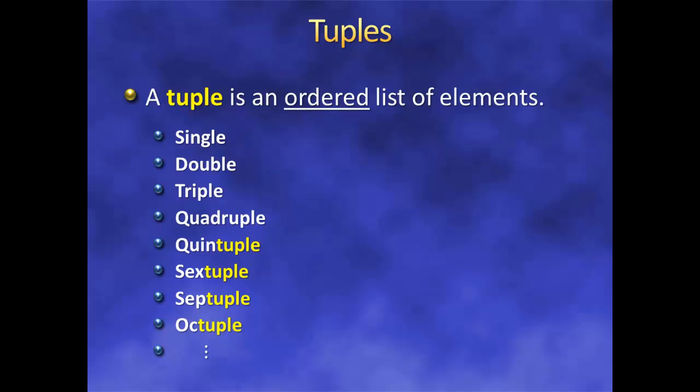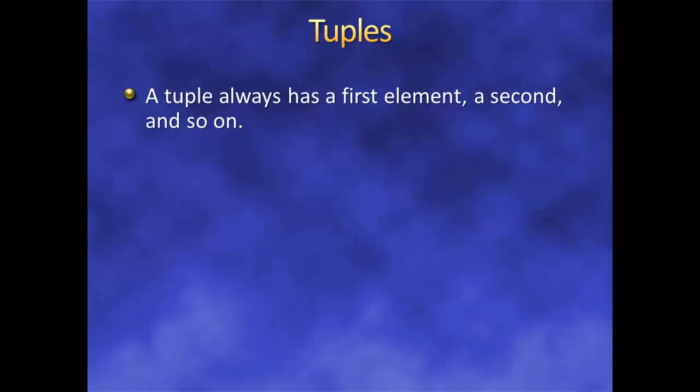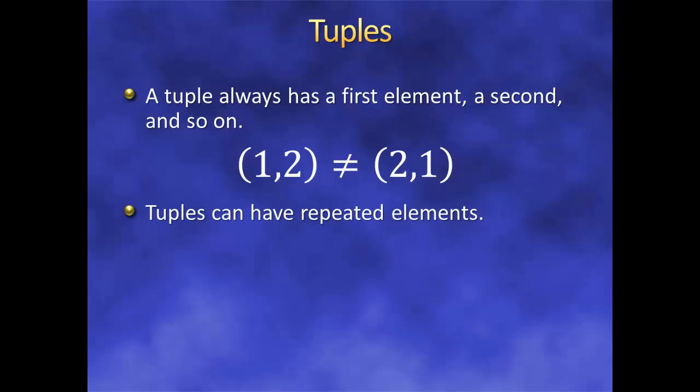There are a couple things that set tuples apart from sets. First of all, unlike a set, a tuple always has a first element, a second element, and so on, depending on the size of the tuple. So the ordered pair (1, 2) is not the same as the ordered pair (2, 1). Second of all, tuples can have repeated elements. So for example, (1, 1) is a valid tuple.